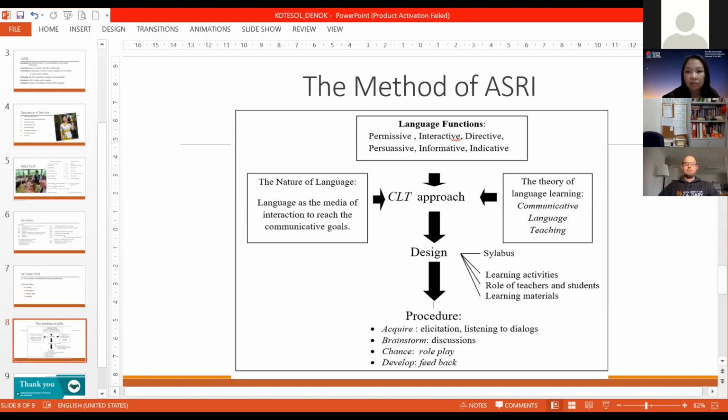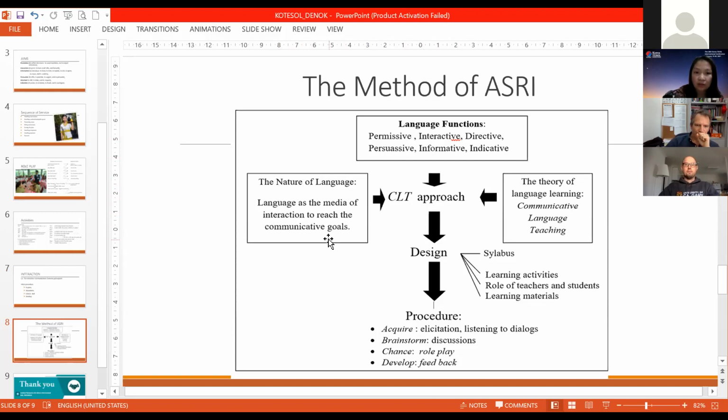So this is the blueprint of the method ASRI. A is the aims, S is the sequence, R is role play, and I is interaction. So it comes first from the language functions, and then it goes to the CLT approach. It's communicative language teaching, and there are some supporting theories. It's from the nature of language.